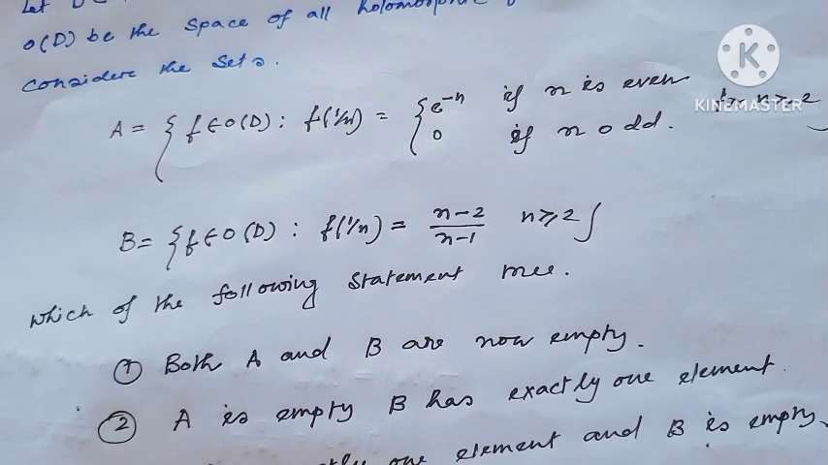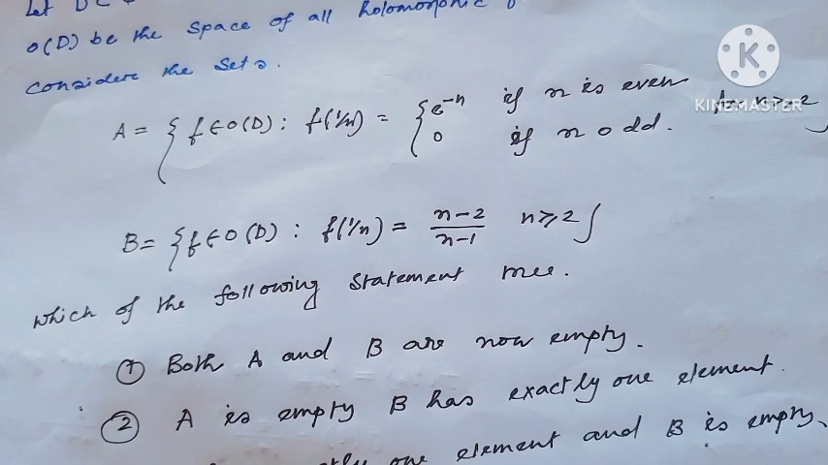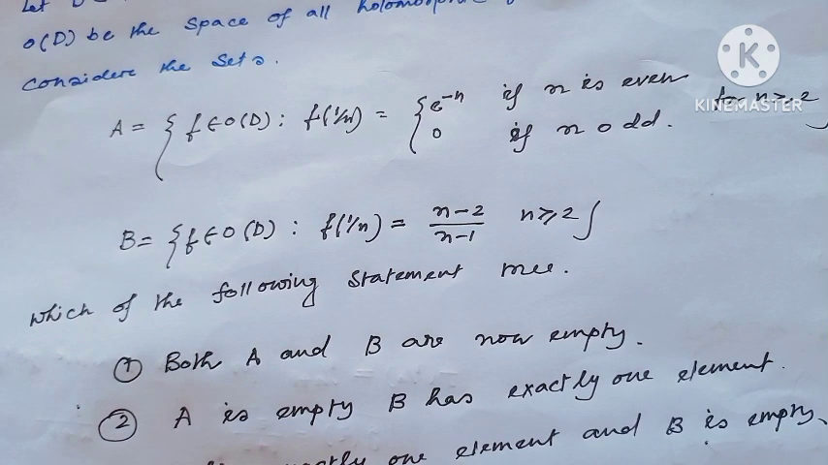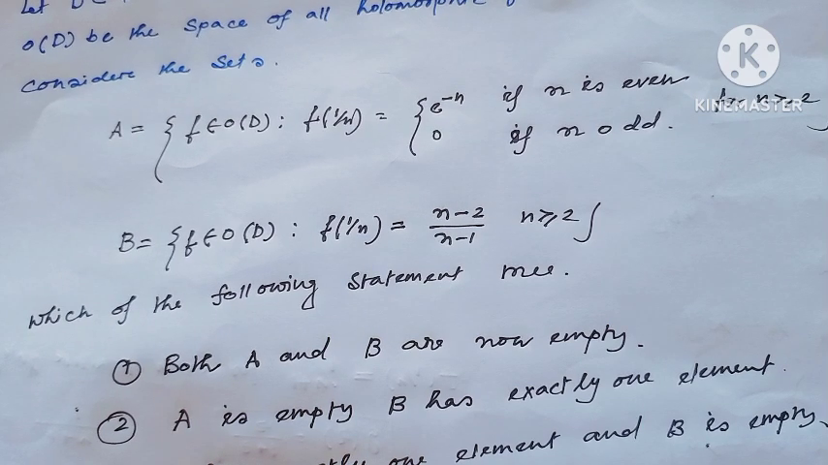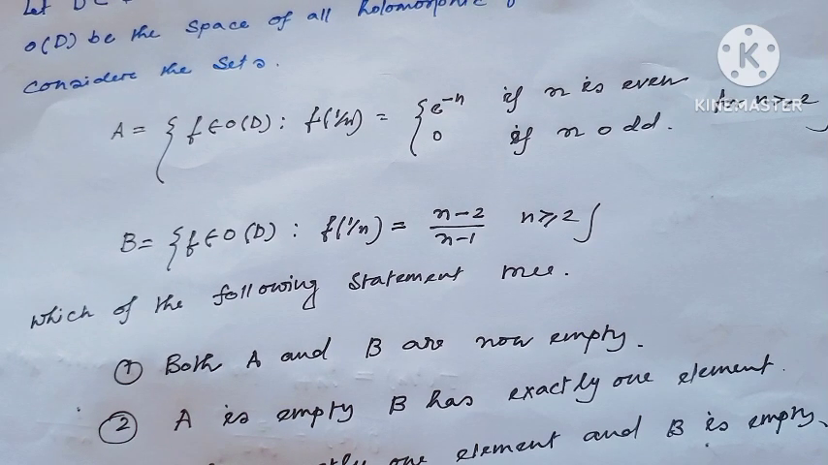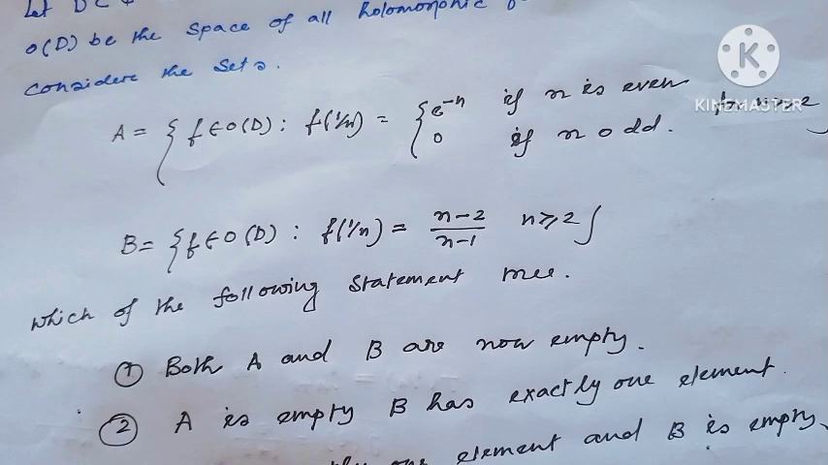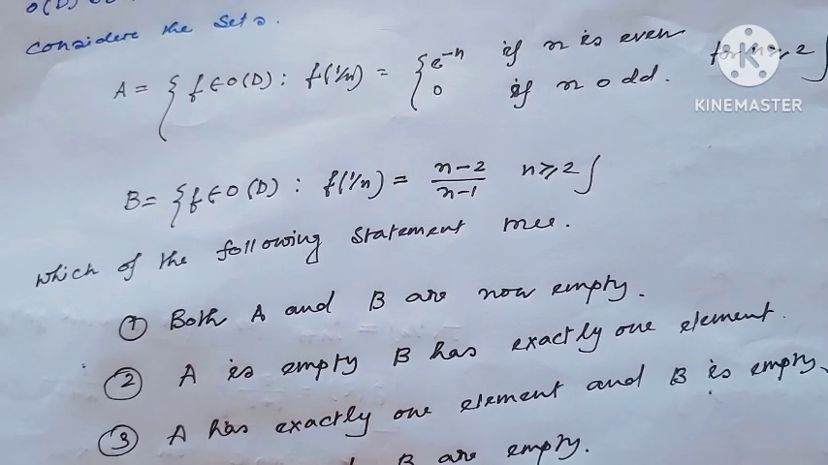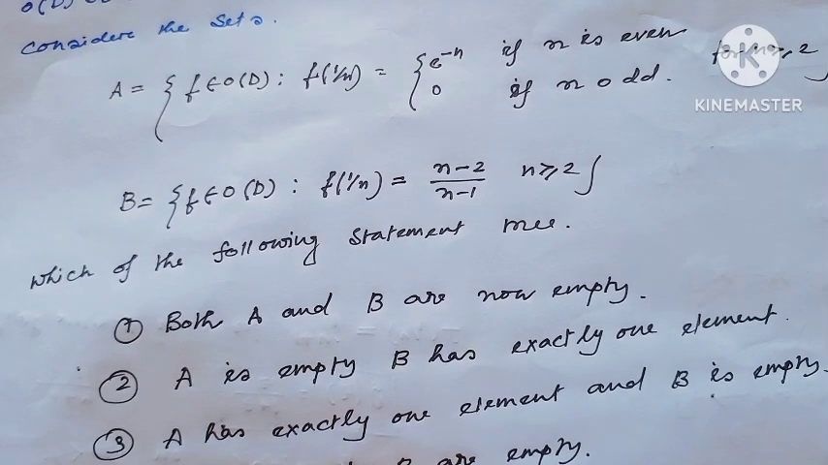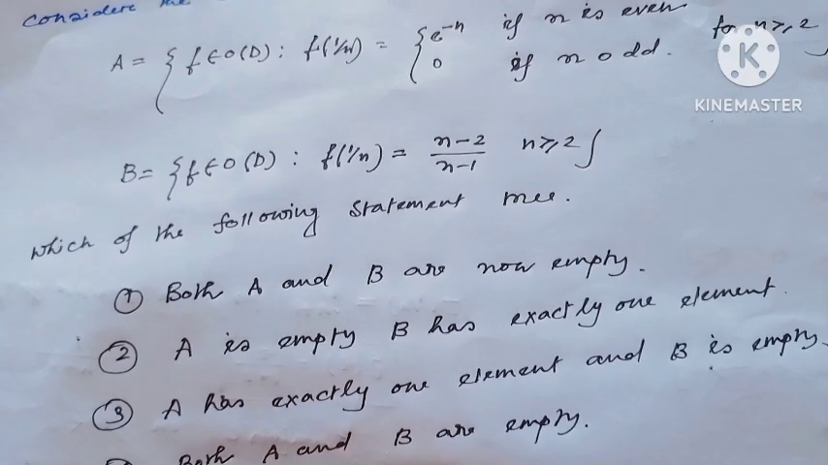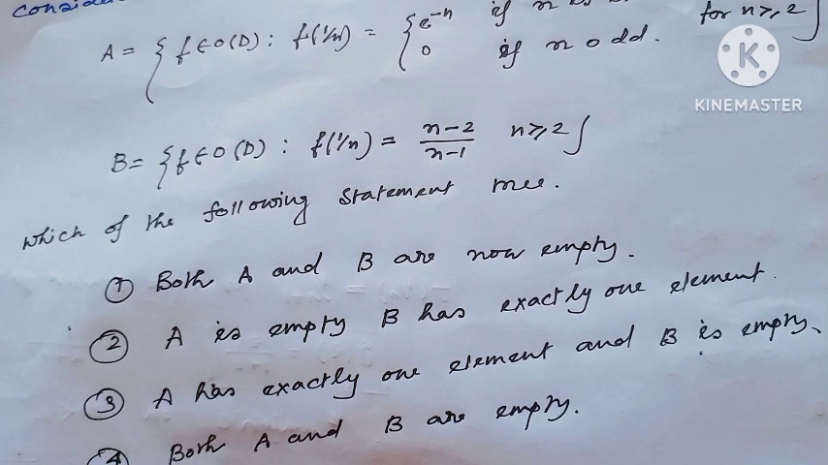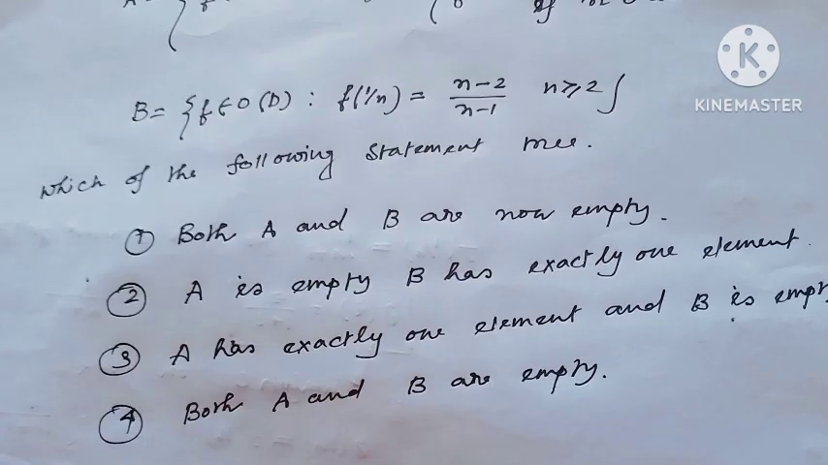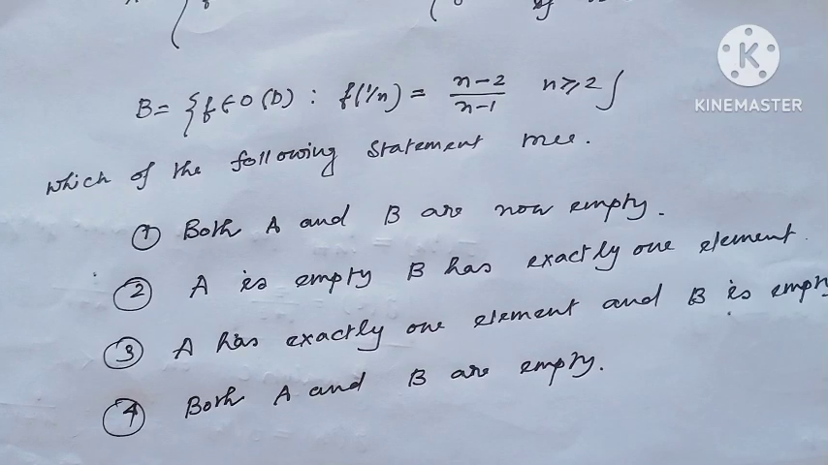And B equal to the set containing f belongs to O(D) such that f of 1 over n equal to n minus 2 over n minus 1 where n greater than or equal to 2. Then which of the following statements are true? Option 1, both A and B are non-empty. Option 2, A is empty and B has exactly one element. Option 3, A has exactly one element and B is empty. And option 4, both A and B are empty.